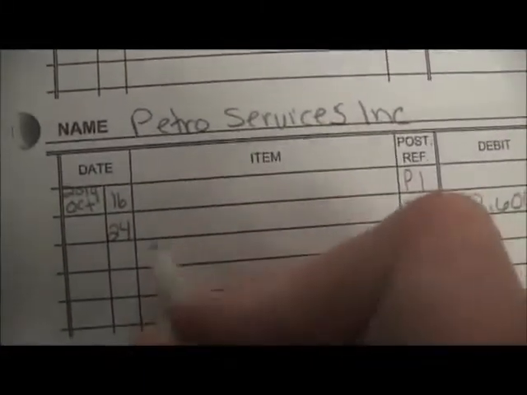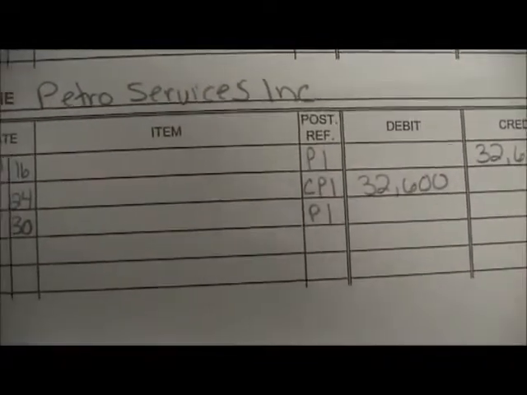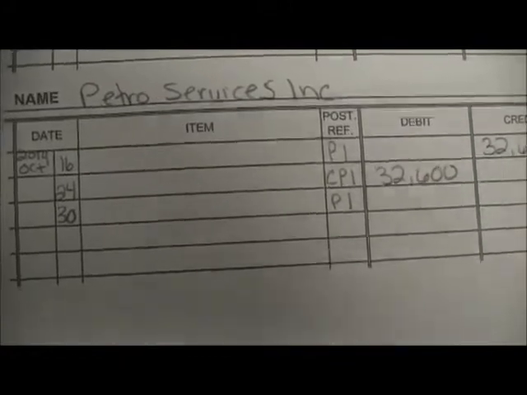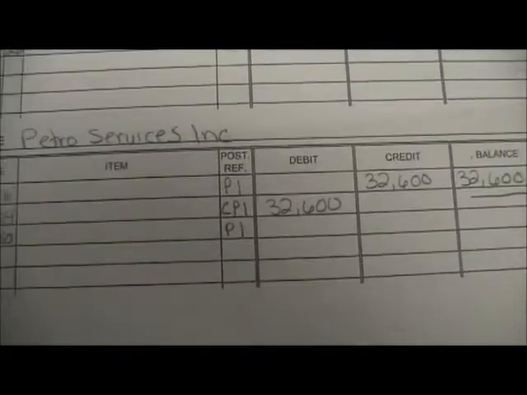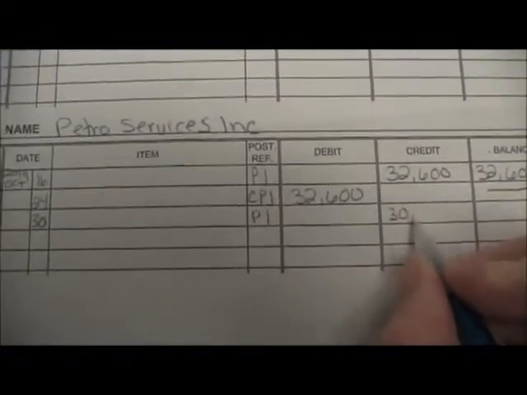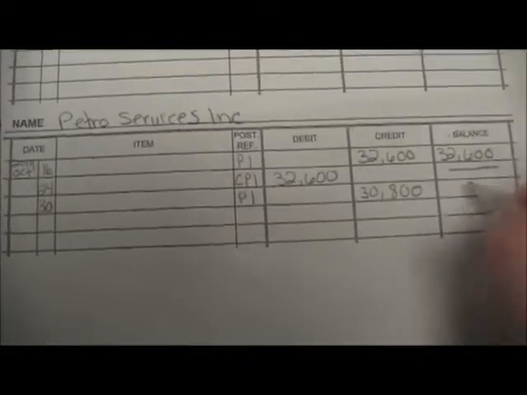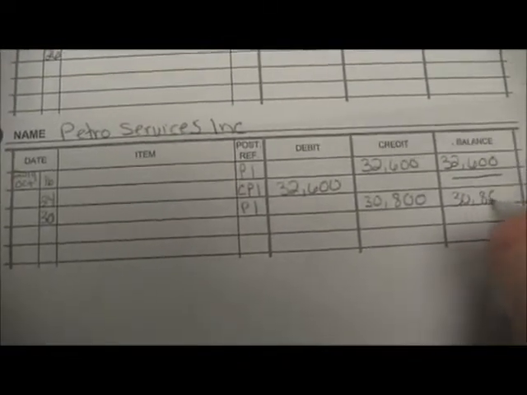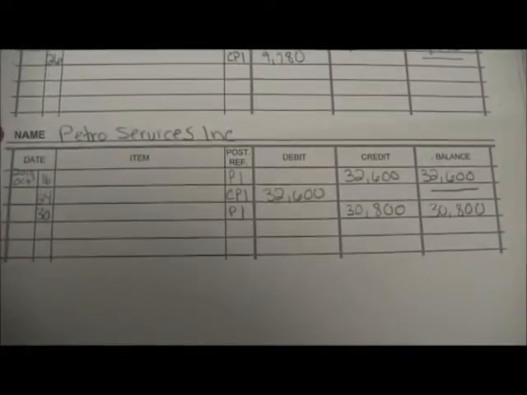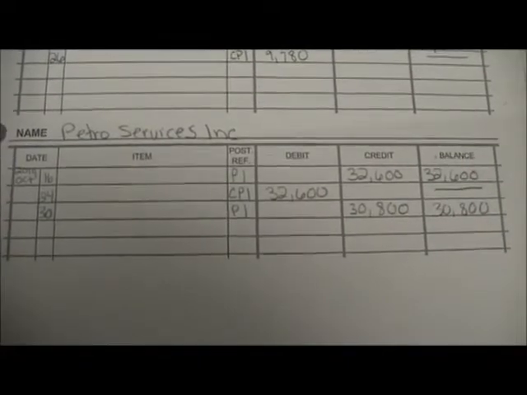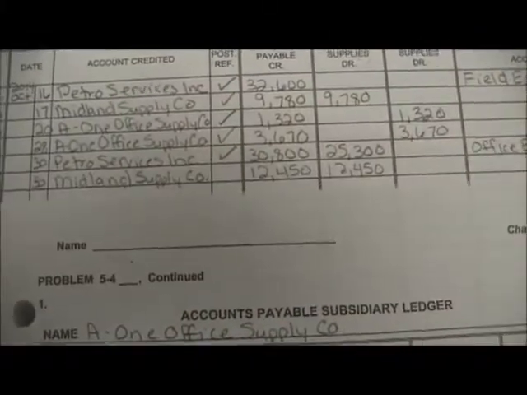So we'll go to Petro Services Inc. on the 30th. P1 for purchases 1. And we had a credit for $30,800. Since this is our accounts payable ledger, we have an automatic credit balance. So we're just going to pull that $30,800 over into our balance column. Back in our journal, we're going to check mark our post reference to show that we've completed that one.